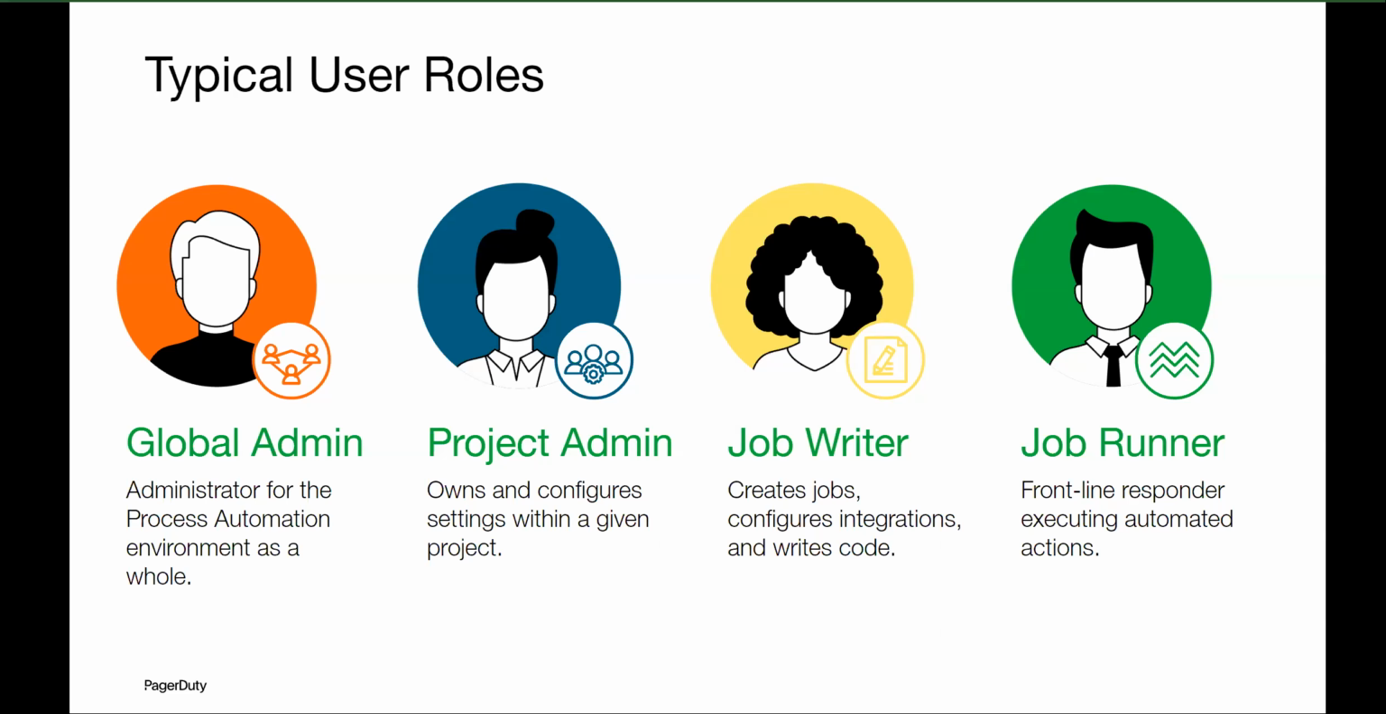We have job writers. That's going to be your users who are creating jobs, configuring integrations, and maybe writing code. And then you have your job runners. That's just your frontline responders. They're executing these automated actions. So kind of a descending order of complexity here.